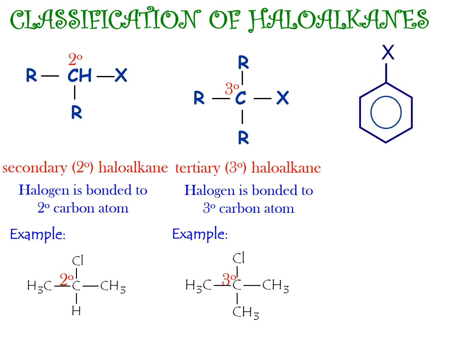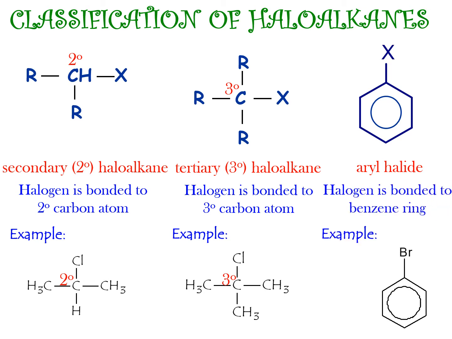The last compound is aryl halide. It is an aryl halide because the halogen is directly bonded to the benzene ring. An example of aryl halide is bromobenzene.